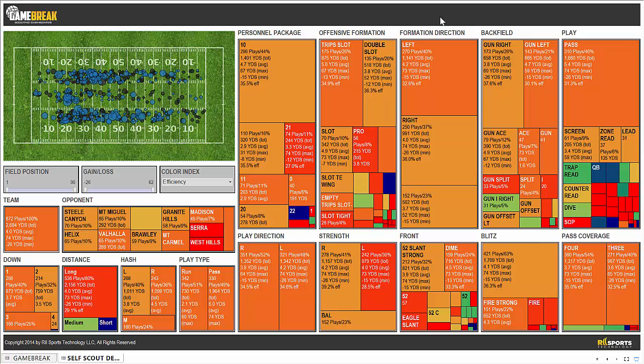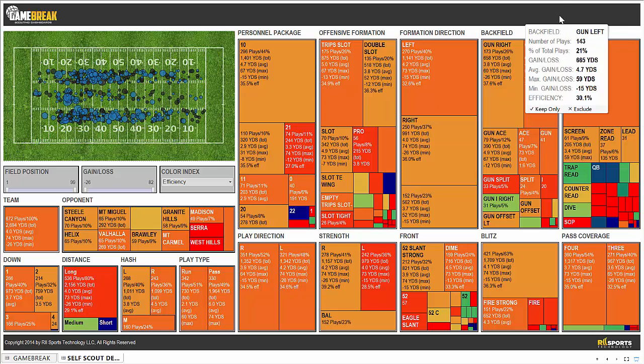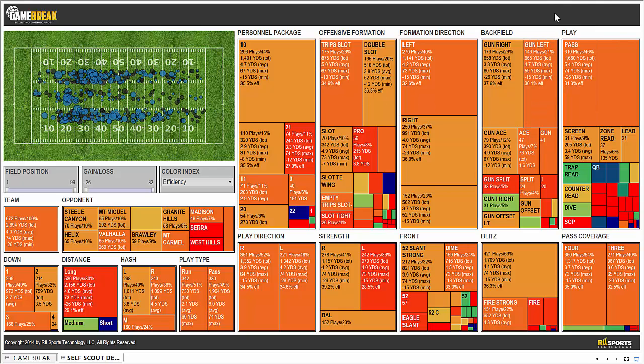Now, just to give you a quick idea of how you might approach this, most everything you see here is indicative of a very strong defense. But where I see greens or blue boxes, those are cases where offenses have had success against this defense. Let's take a quick example of one of these.